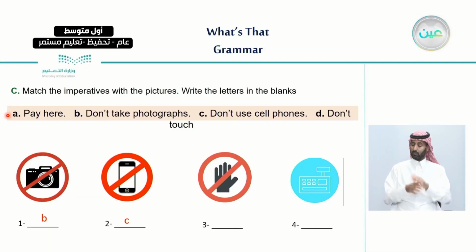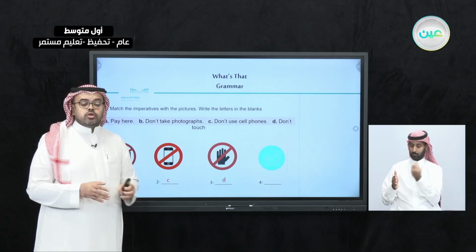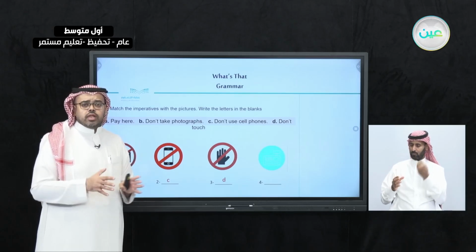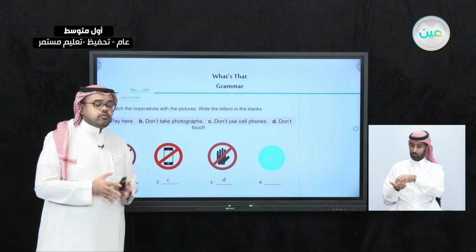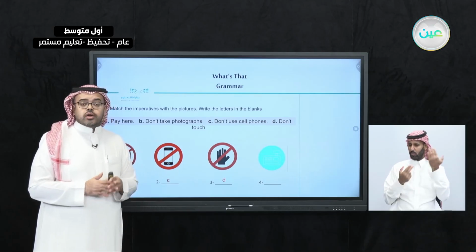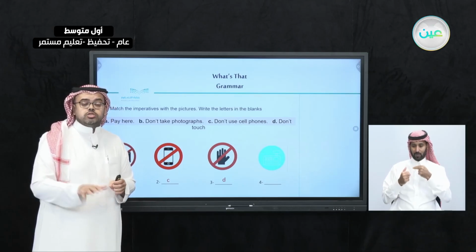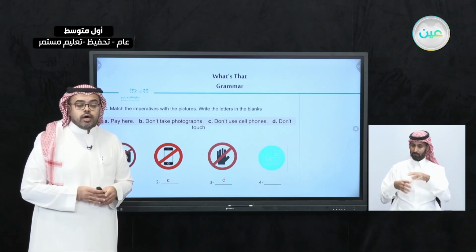Here we have a hand circled in red and also crossed. So what do you think this one means? Excellent, it would be the last one, don't touch. In a museum, for example, you will see very precious and valuable things, especially if they are old. So you are not allowed to touch any, just to not damage these objects.